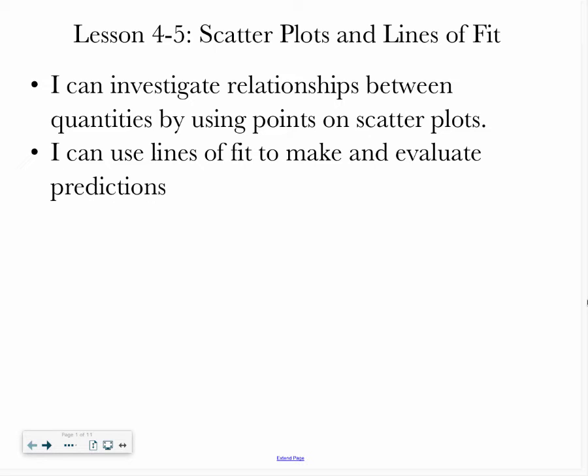Hello class, welcome to lesson 4.5, which is all about scatter plots and lines of fit. By the end of this lesson, you should be able to investigate relationships between quantities by using points on scatter plots, and you should be able to use lines of fit to make and evaluate predictions.